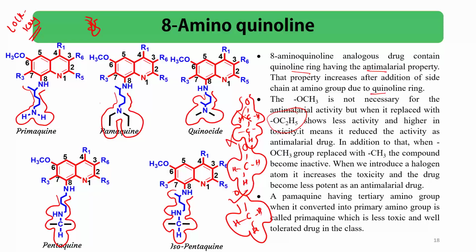There is no cavity due to the oxygen atom in that CH3 group, so it has become inactive. So the CH3 is also not favorable to be replaced with the OCH3. When we introduce a halogen atom, it increases the toxicity and the drug becomes less potent as an antimalarial drug.